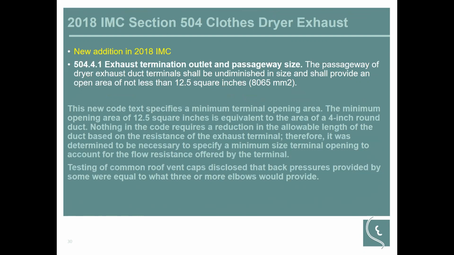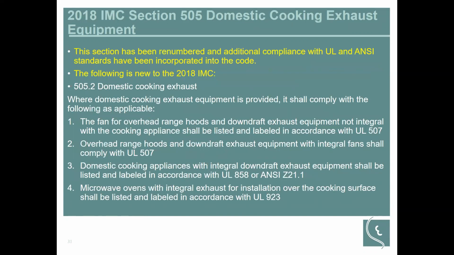So they provided a fair amount of significant back pressure. So the code recognized this, and to hopefully maintain good ventilation or exhaust for clothes dryers, they've addressed at least the terminal end, but like I said, they did not address the length of the pipe that connects the fan to the terminus. That's an improvement on the code.